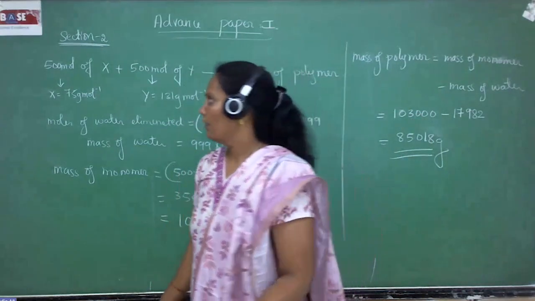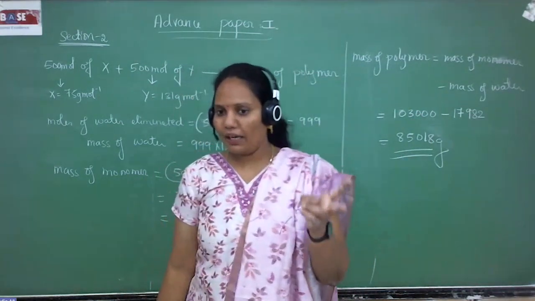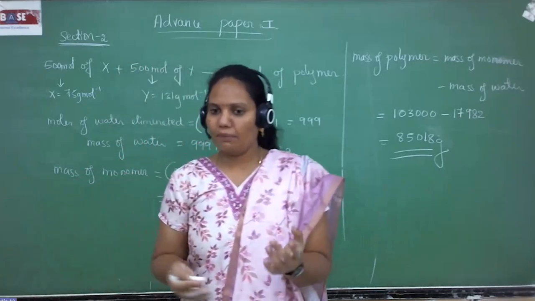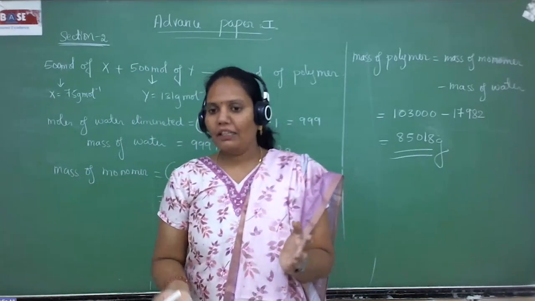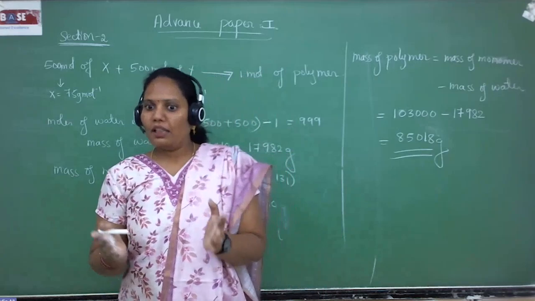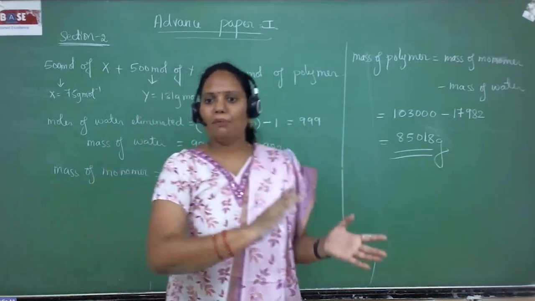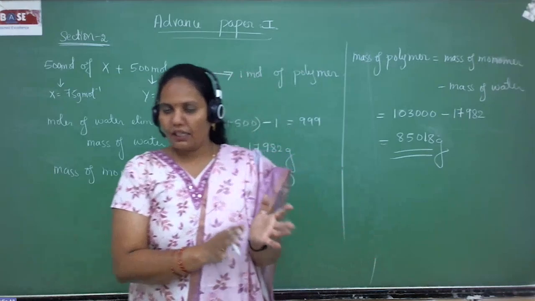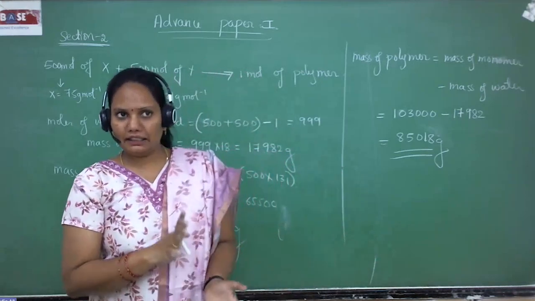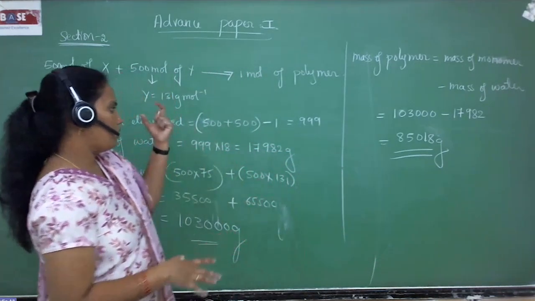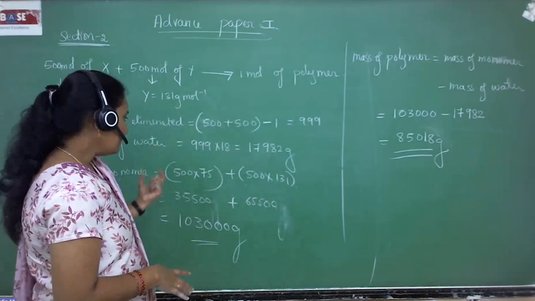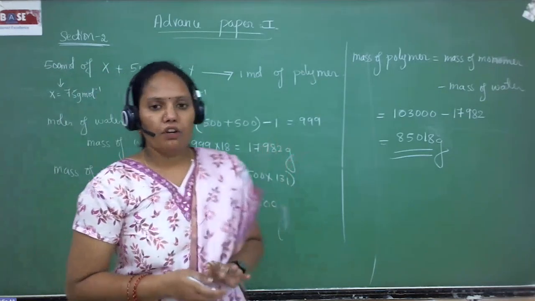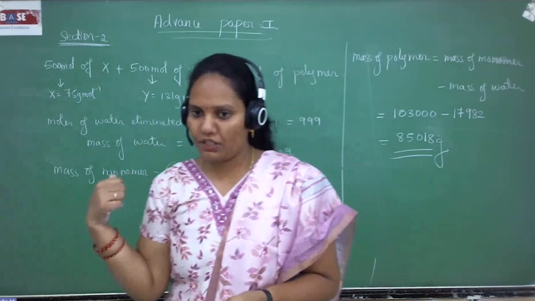So in this question, we got to know what is X, what is Y, then when they combine, they undergo condensation. During condensation, simple molecules will be eliminated. Then if there are n number of moles, then the number of water molecules eliminated is n minus 1 that we have calculated. If it is 1000, then it will be 999. Then we found out the mass of water. Then we found out the mass of monomer. When we subtract both of them, we got the mass of polymer which is formed.